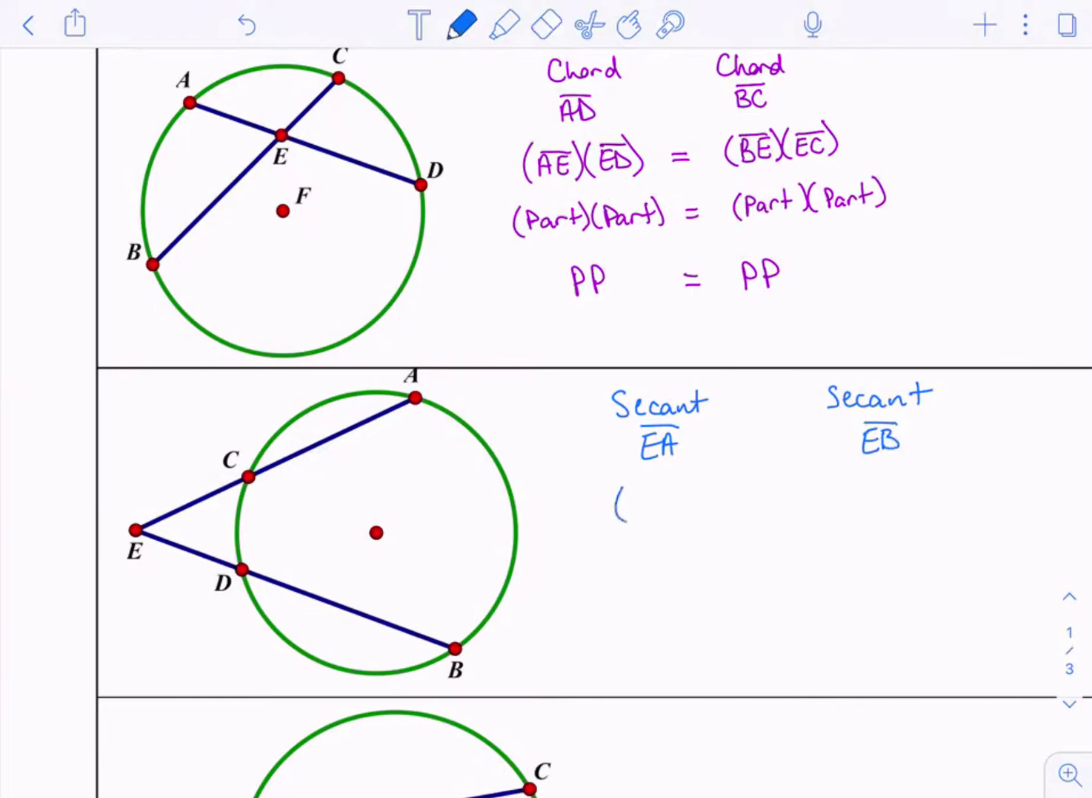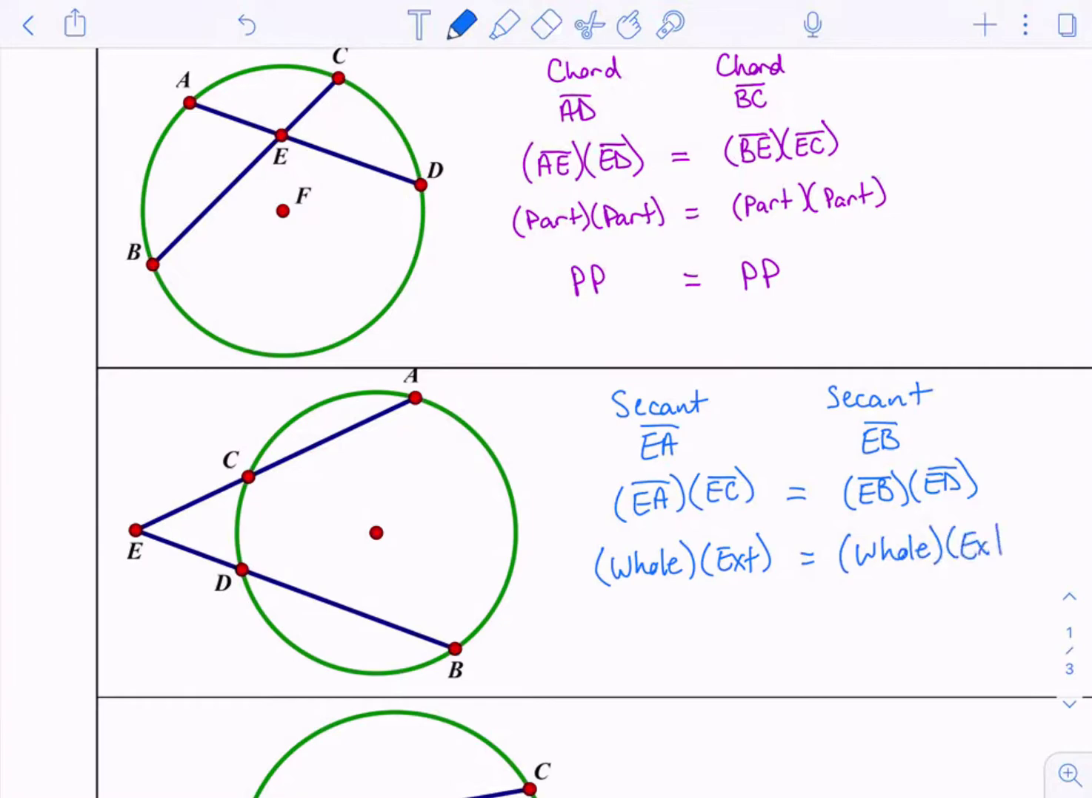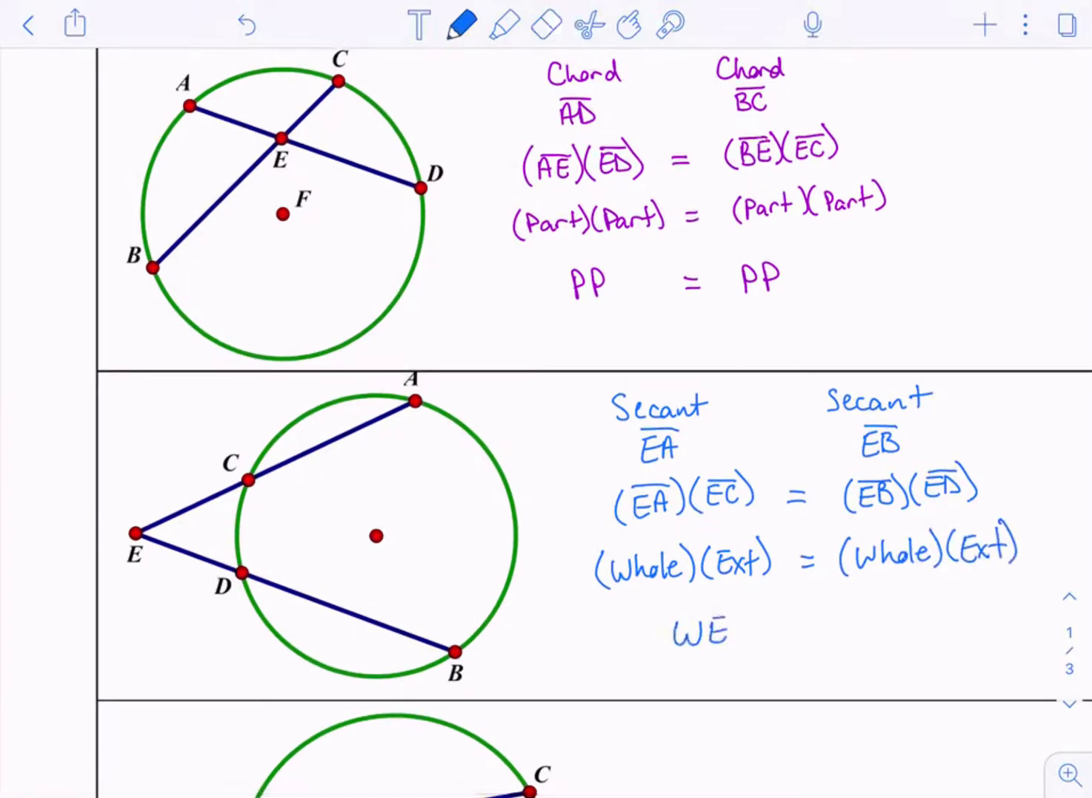So in this formula, we talk about the whole secant and its exterior segment, and this whole secant and its exterior segment. When I say exterior, I'm talking about outside the circle. So that's the rule for this one. The little trick to remember it is the whole piece times the exterior equals the whole piece times the exterior. So that's WE.